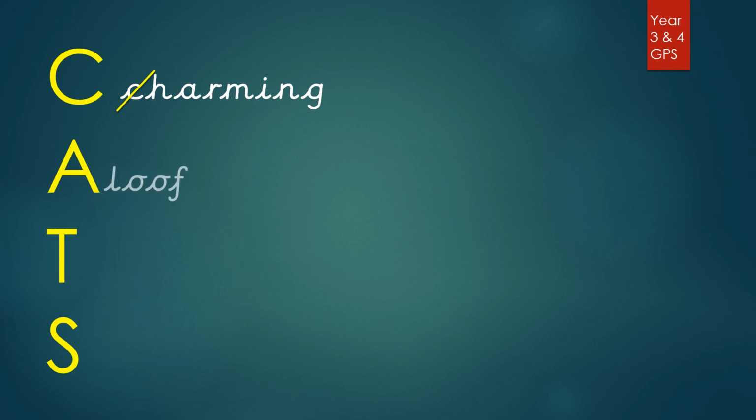So charming, aloof, timid, and satisfied. There's a simple acrostic poem about my cats. Now, to make it more challenging, you could choose 2 adjectives and include a comma between each one, or you could include an adverb before the adjective.